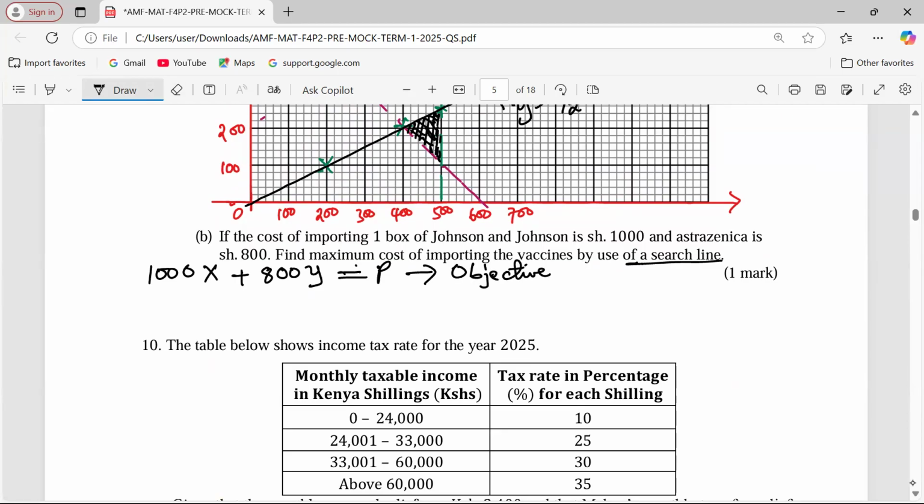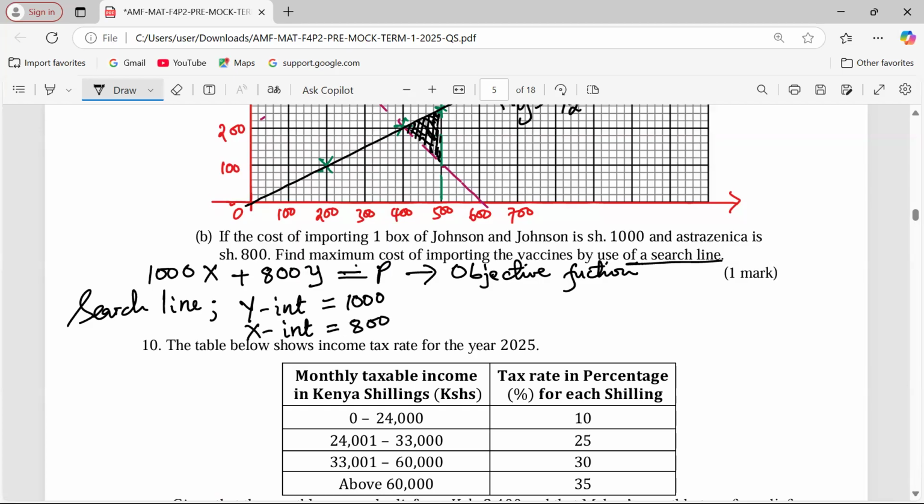It's good we learn some linear programming. Objective function. Now, it is from an objective function that we obtain what we call a search line. So the search line is going to have a y-intercept, which is equal to 1,000, and an x-intercept, which is equal to 800.